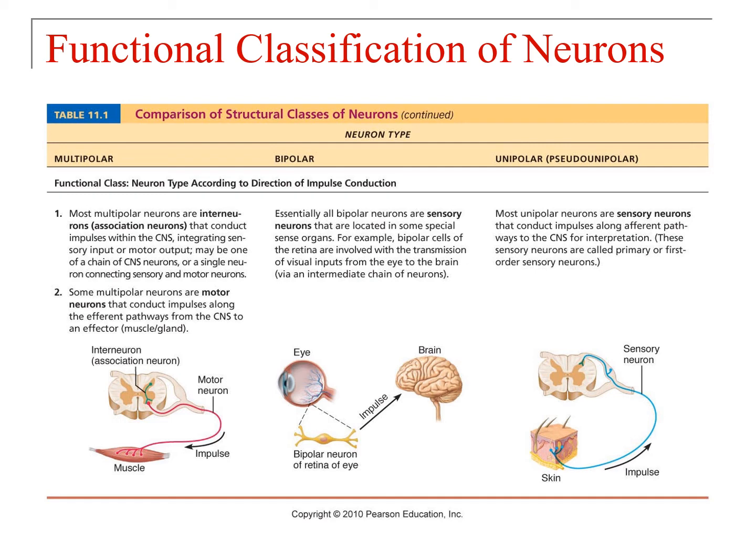So back again to multipolar neurons, most of them are interneurons or motor neurons. Bipolar neurons are sensory neurons, and we talked about that previously. Most unipolar neurons are sensory neurons, and these can be called first-order sensory neurons, the ones that are directly in contact with the stimulus and take it back up to the spinal cord.